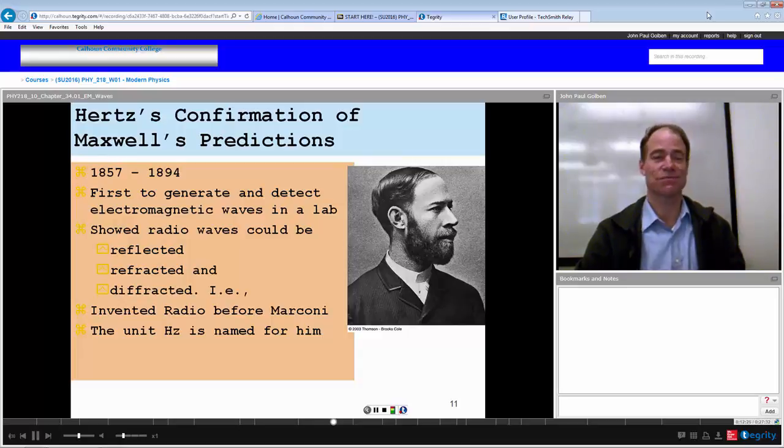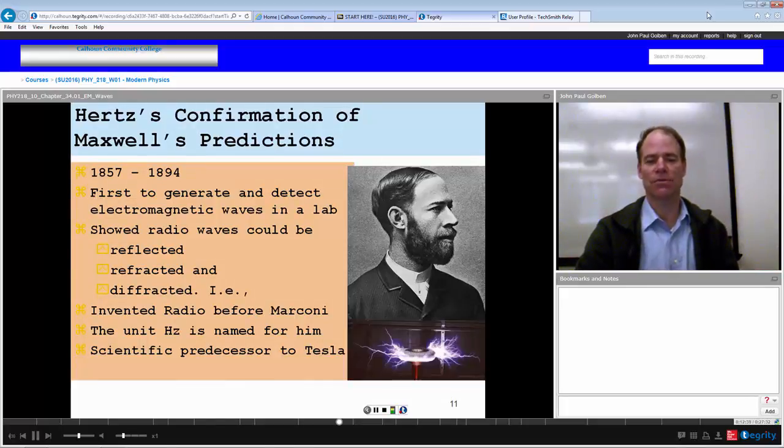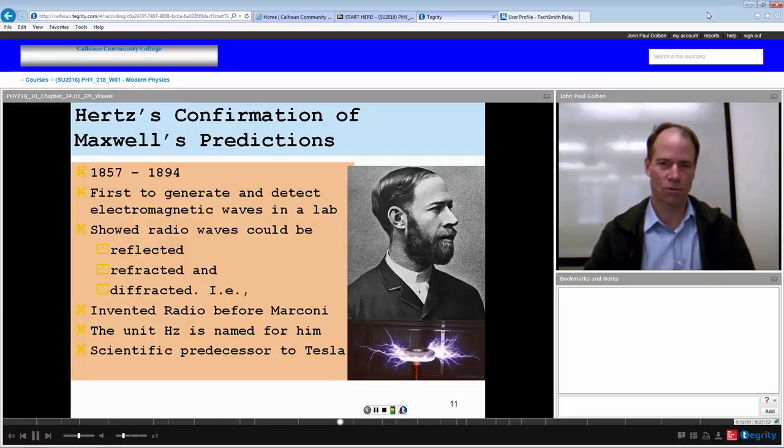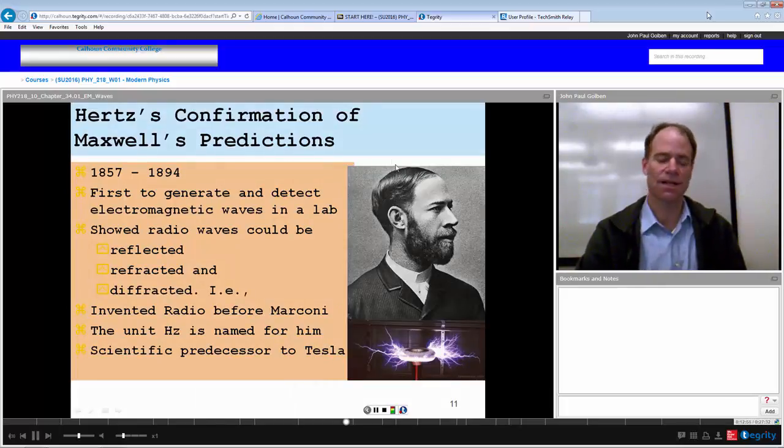Another coincidence, just happens to have the same name as he does. He's a scientific predecessor to Tesla. They kind of worked on similar ideas of working with electromagnetic stuff. In fact, Tesla is very famous for what's called the Tesla coil, which can generate very large electric fields and break down the air in the vicinity, and you can see these discharges in the air. So that we attribute to Tesla. Hertz had something very similar.